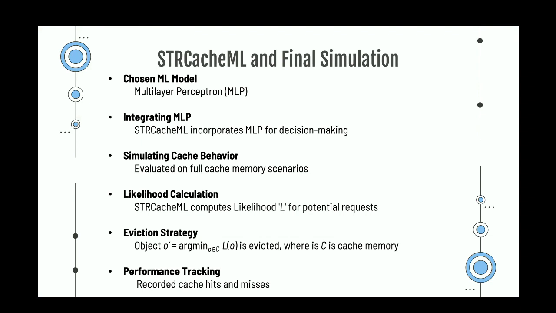For example, there could be data 1, data 2, data 3. Now we want to evict one of the data. Then STRCacheML will calculate the likelihood score, from 0 to 1, for 1, 2, 3, and the one which has the least likelihood score will be evicted to make space to store new data. And after that, we have a mechanism in STRCacheML to track the cache hits and cache misses.